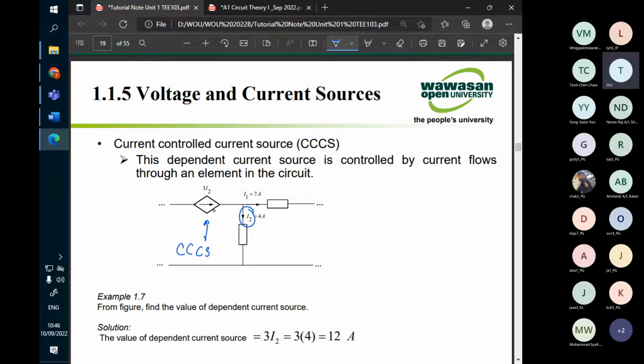This is the one that controls the source. This is the source. This is the one that controls it. You see, it's a bit confusing, right? One is the source. One is the one that controls the source. Okay.